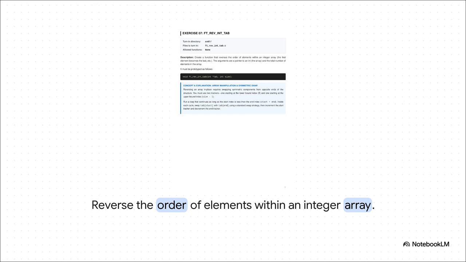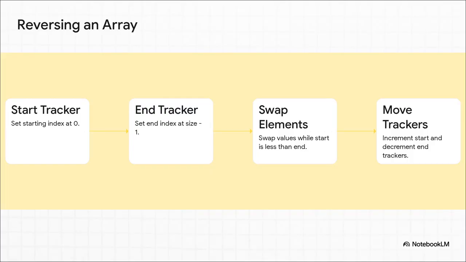You are given the array pointer and the total size of the array. To solve this, you absolutely need a symmetric swap strategy. Here is your roadmap. First, set up a start tracker at index 0. Second, set up an end tracker at size - 1. Why - 1? Well, because arrays are 0 indexed, meaning an array of size 5 actually goes from index 0 to 4. Step 3, run a loop as long as your start index is less than your end index. Inside that loop, use the temporary variable swapping trick we learned in exercise 2 to swap the two elements. Finally, increment your start tracker forward and decrement your end tracker backward so they move towards the middle.